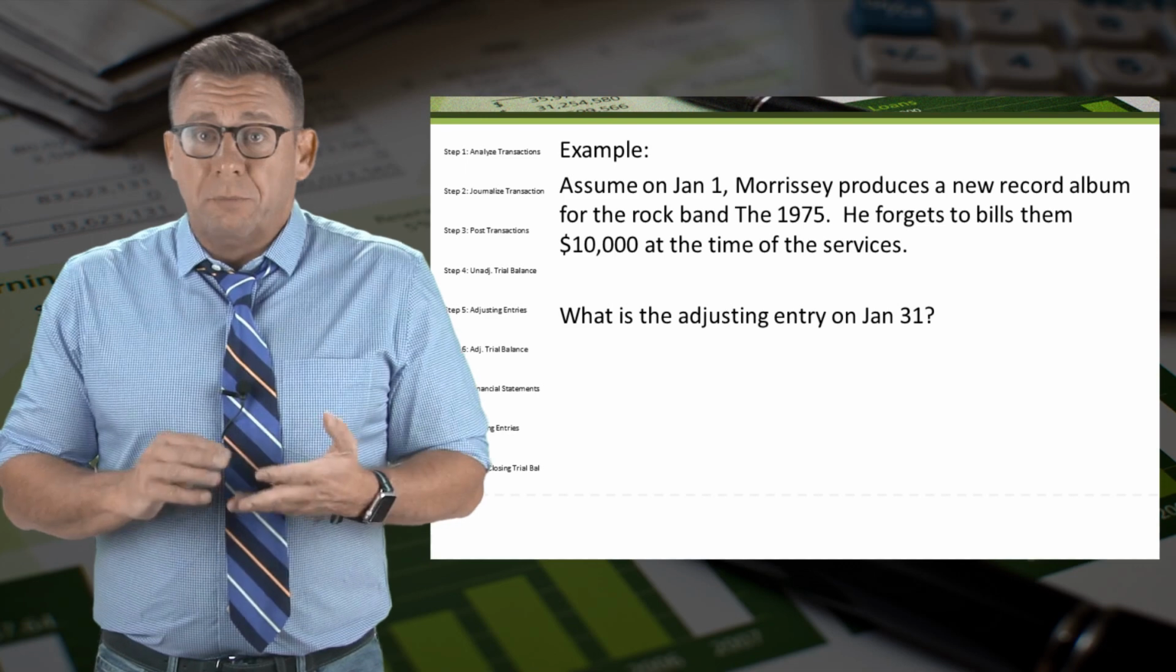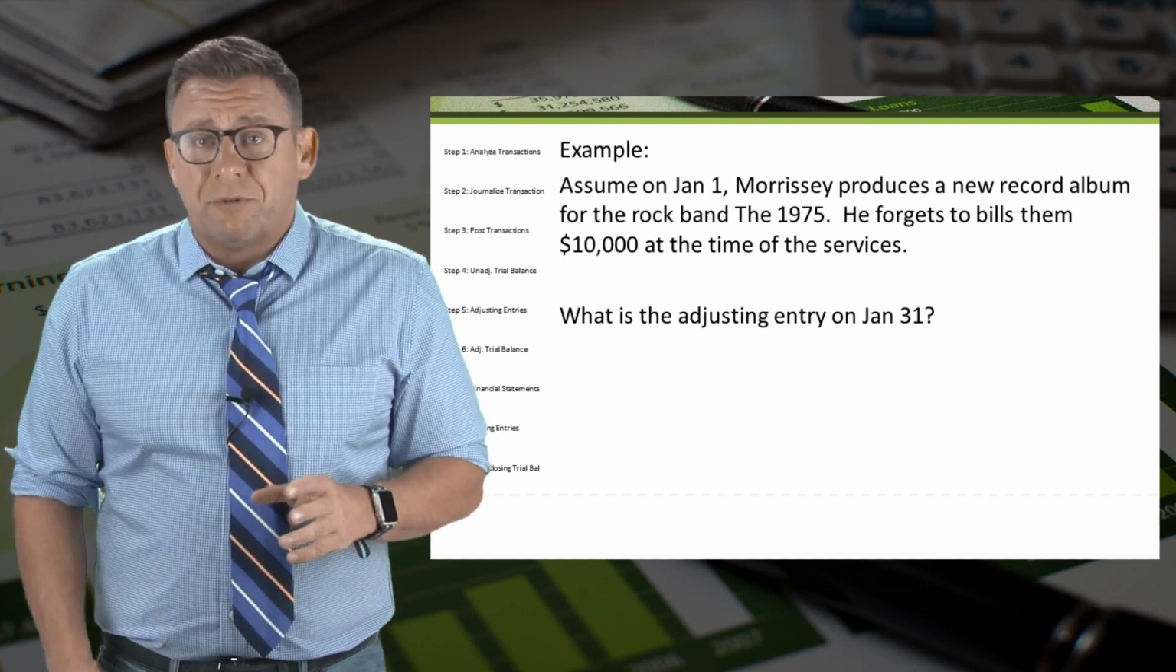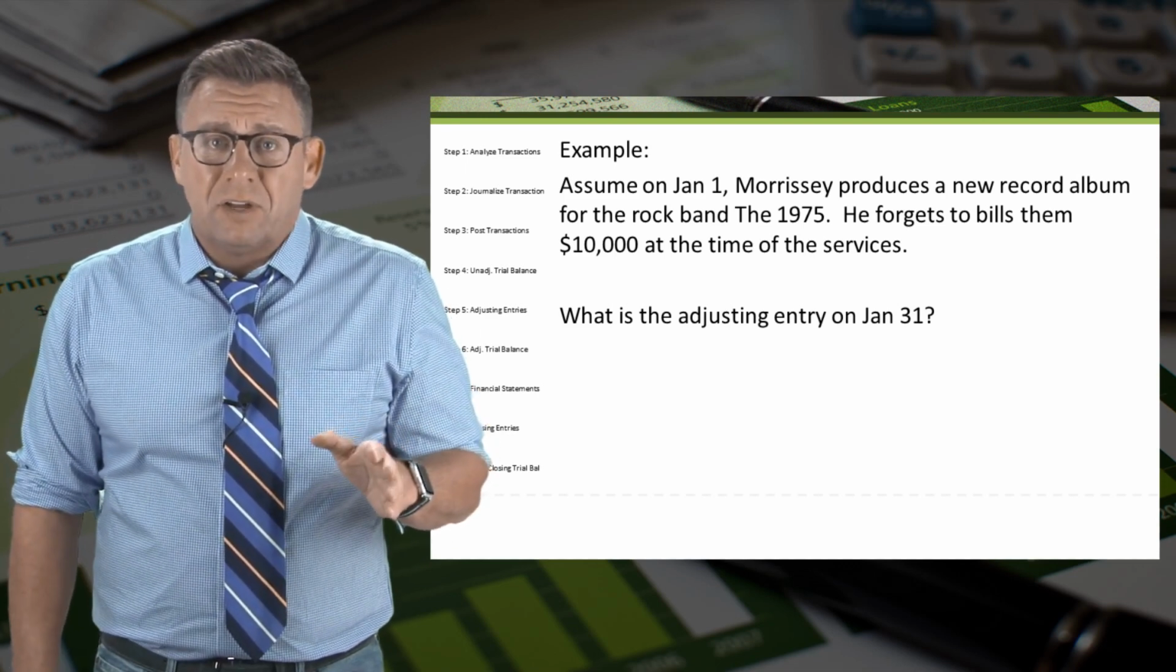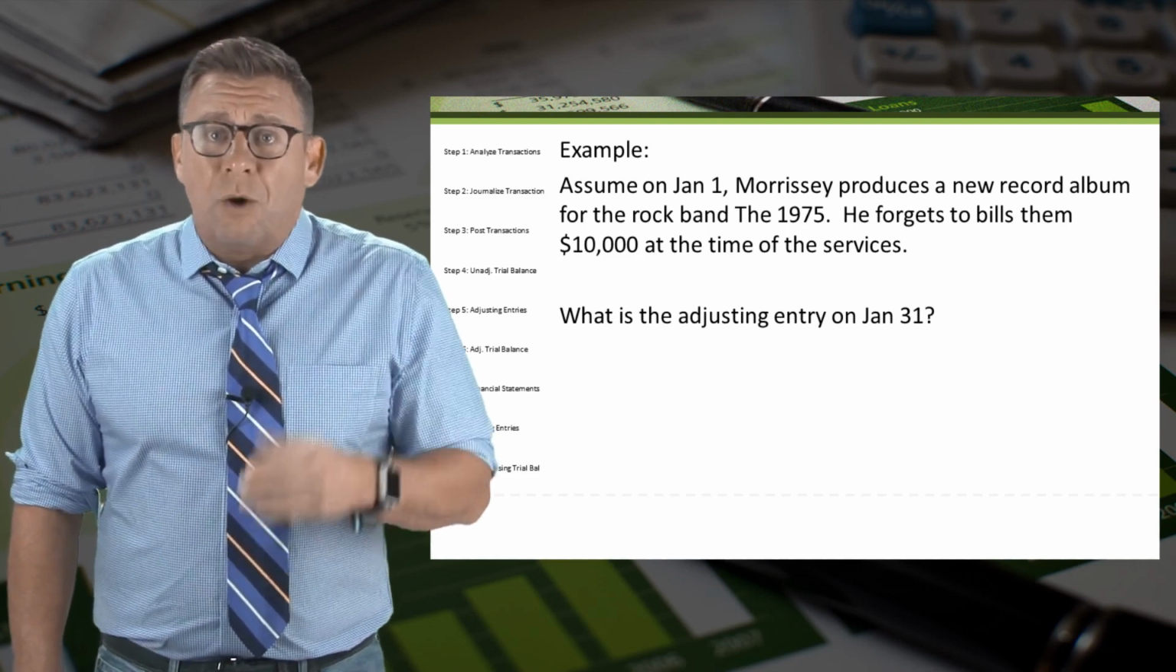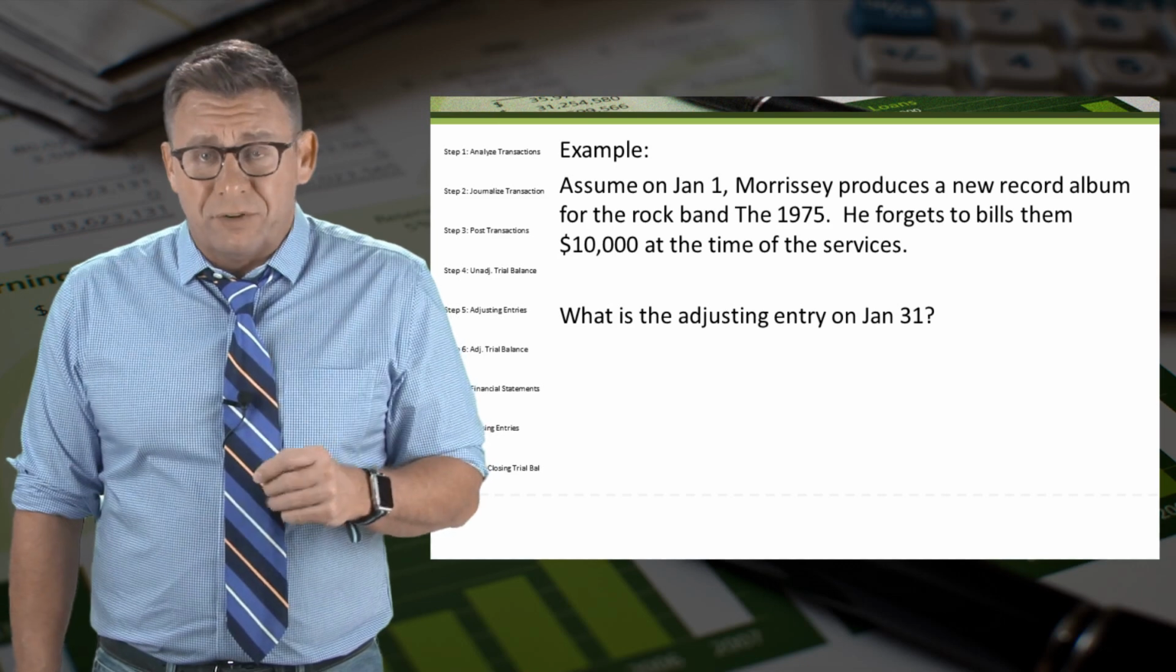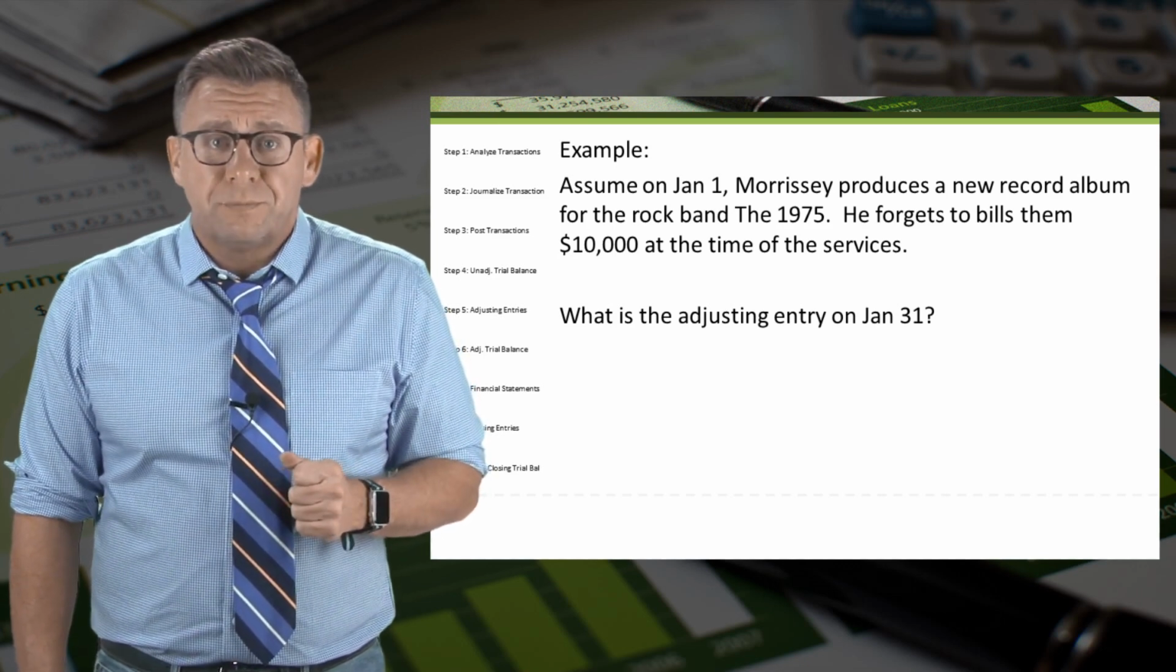Assume on January 1, Morrissey produces a new record album from the rock band The 1975. He forgets to bill them $10,000 at the time of service. How would he make an adjusting entry to record this revenue as of January 31st?